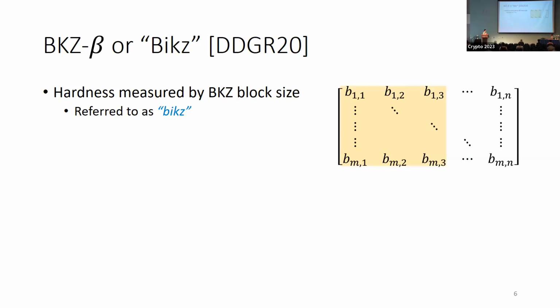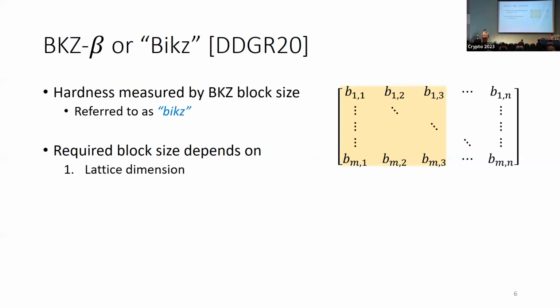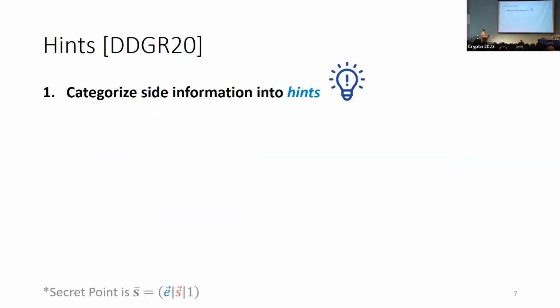And there's various cost models for taking block size to actual bit security, and so we see that as an orthogonal problem to what we're doing here. And this required block size, at least for some rough estimates, solely depends on the lattice dimension, your lattice volume, and then the length of your shortest vector in your lattice. And our framework manipulates really the first two quantities to make the hardness actually reduce.